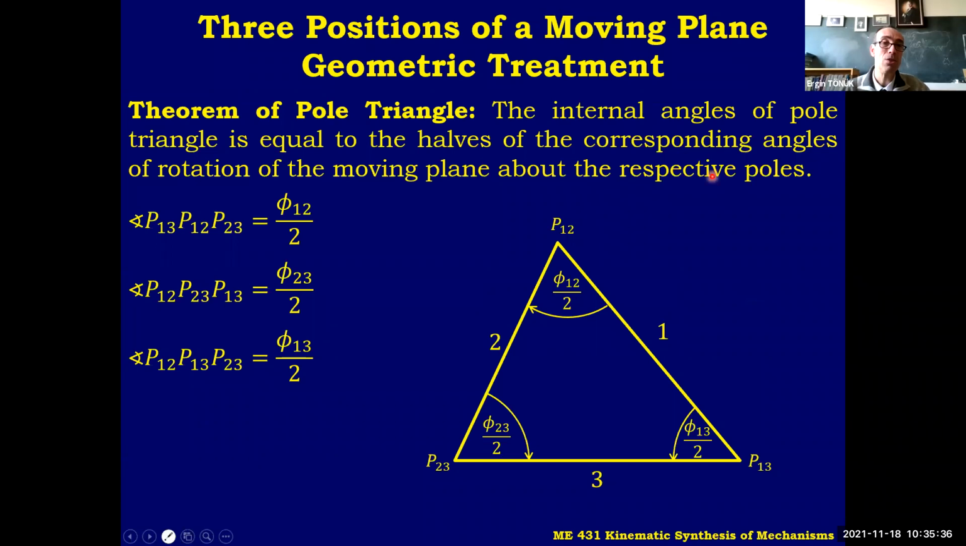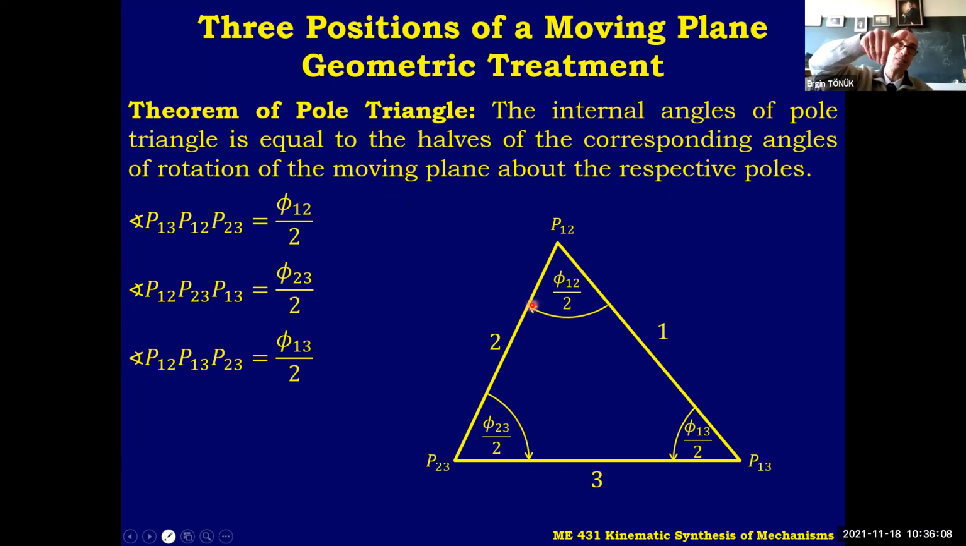Okay. So what this theorem says is the internal angles of the pole triangle are equal to half the corresponding angles of rotation of the moving plane about the respective poles, and also the senses. That is, you rotate from 1 to 2 by an angle twice this angle, okay? So the sense is also important.